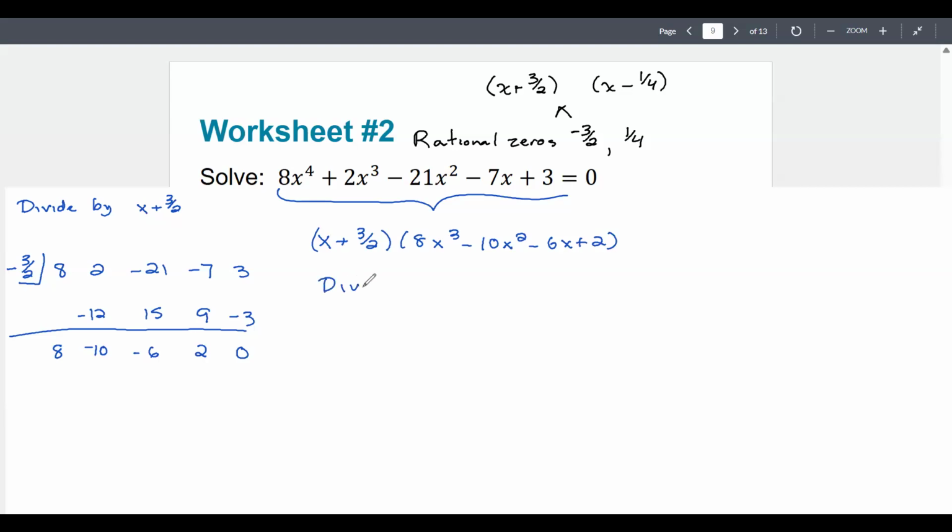And now we're going to divide this by our other factor, so our x minus 1/4. So that means we're going to have a positive 1/4, what we're using, and we have 8, -10, -6, and 2. I drop down the 8. 8 times 1/4, well, that's going to be easy. That's 2. So -10 plus 2 is going to leave me with a -8. -8 times 1/4 is going to leave me with a -2.